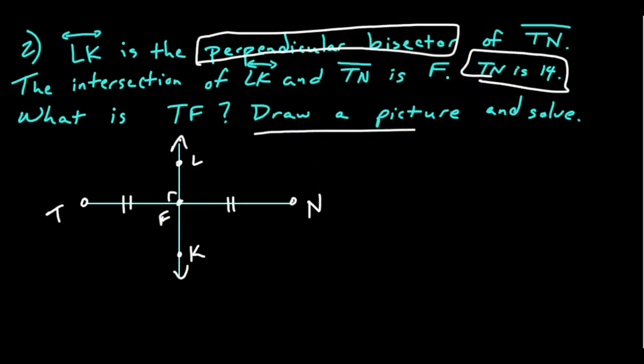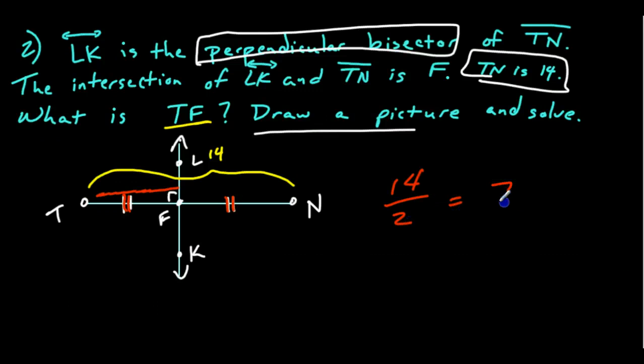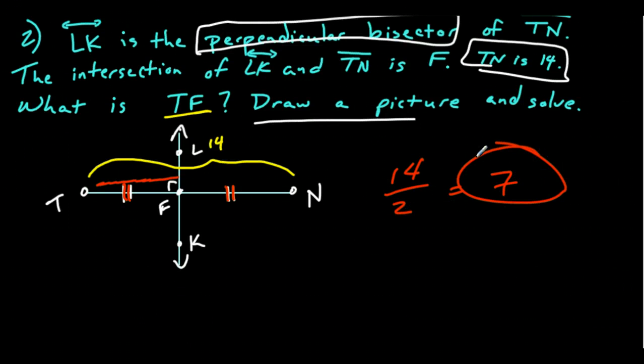Okay, we know that the length of TN, from T to N, is 14. Based on the fact that LK is a perpendicular bisector, we can find TF. Now, TF has to then be half of the 14. Those two little lines mean that I cut it in half. So, what is half of 14? Well, that's just 7. So that tells me that TF is in fact 7, half of the full length.